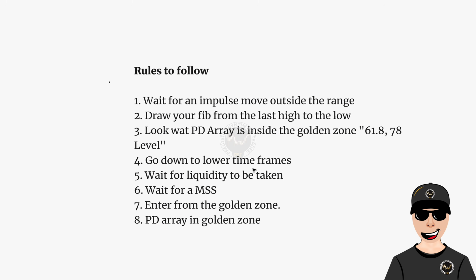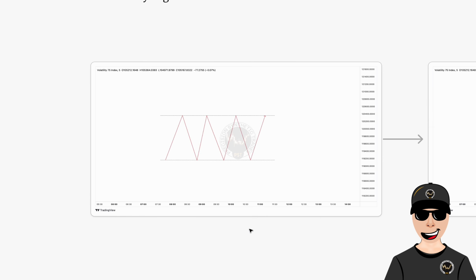Then we're going to go to lower time frames. We're going to wait for liquidity to be taken. We're going to wait for market structure shift, enter from the golden zone, and the PD array in the golden zone. So let's go through step by step how this actually looks.